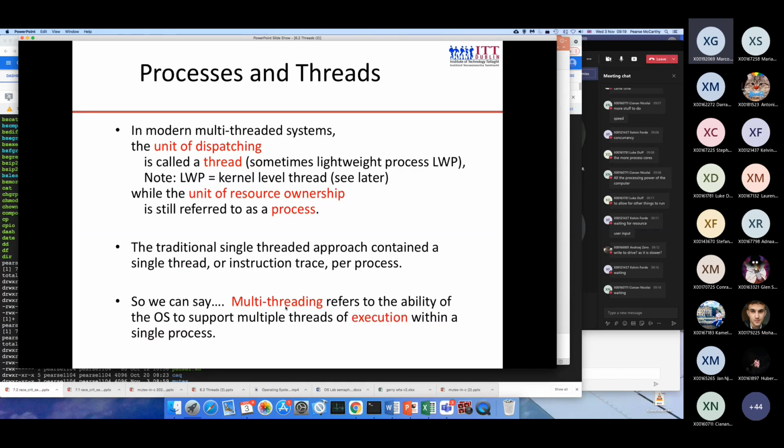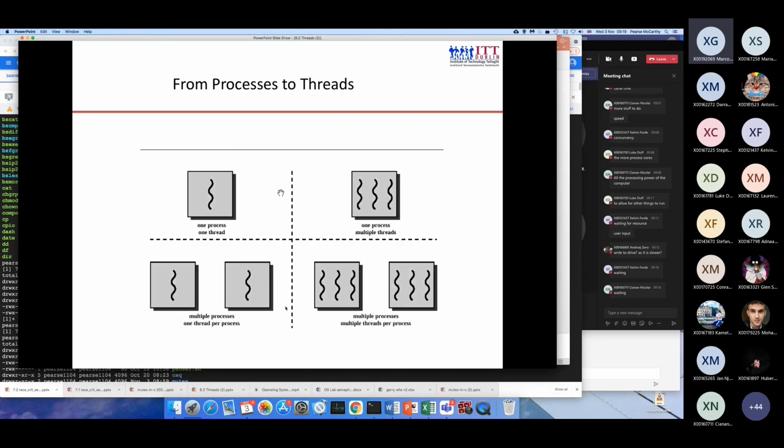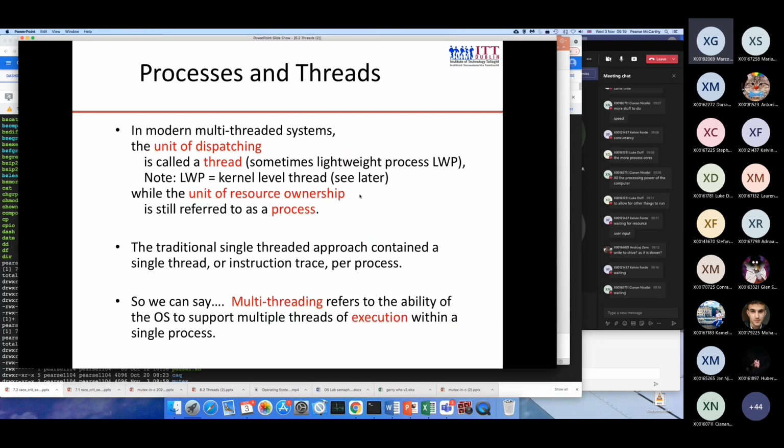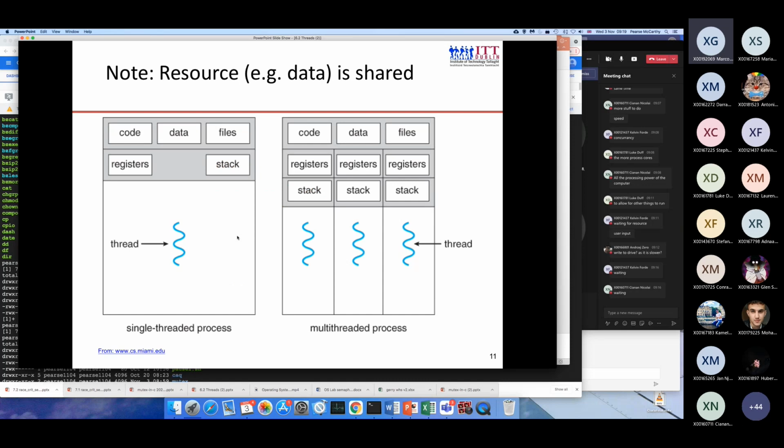The traditional single-threaded approach contained a single thread or execution trace per process. So remember this little diagram here? Single thread per process, whereas this is the more complicated one. Multi-threading refers to the ability of an OS to support multiple threads of execution within a single process. That's what multi-threading is all about. So let's have a look at the diagram, and it might make it a little bit clearer. This is a very important diagram. If you're ever asked a question in an exam about processes versus threads, this is probably the single most important diagram to be able to explain.